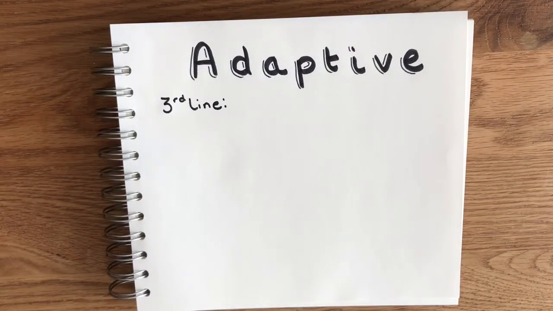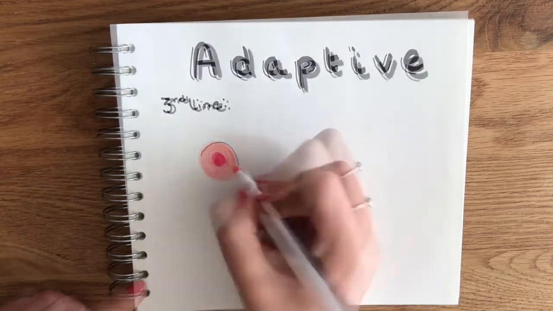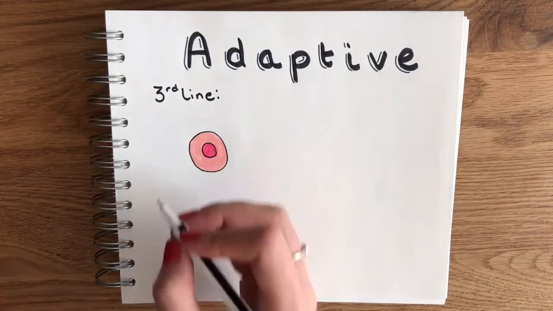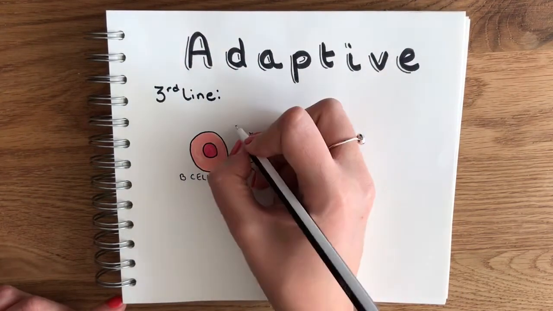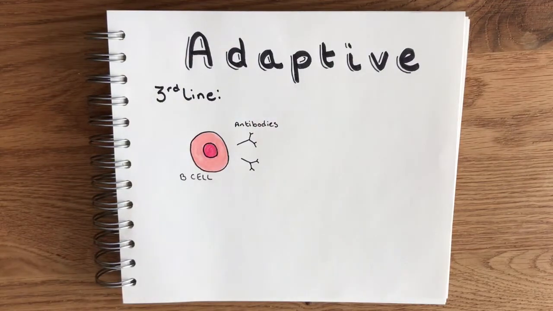So these make up 20 to 40% of our total immune cells. B lymphocytes, or B cells, are involved in the creation of antibodies. These circulate our body in blood plasma. Antibodies are large Y-shaped proteins, and they're able to identify and neutralise foreign pathogens.